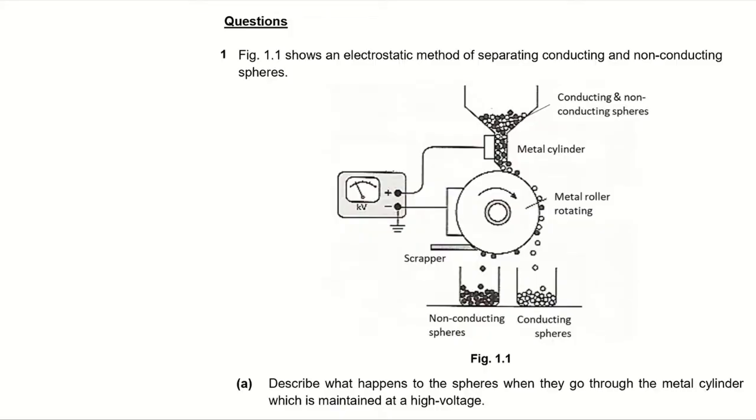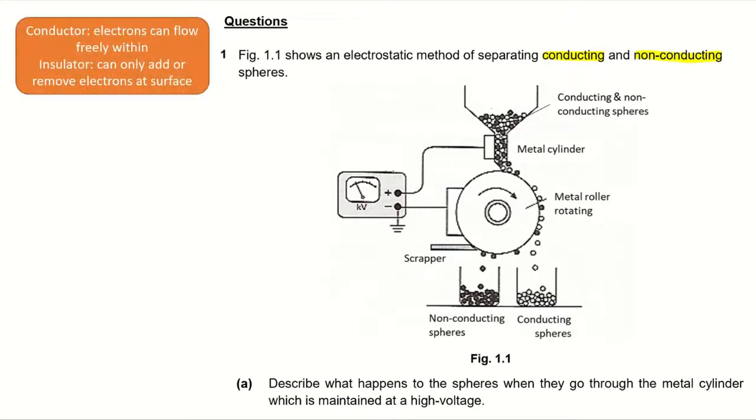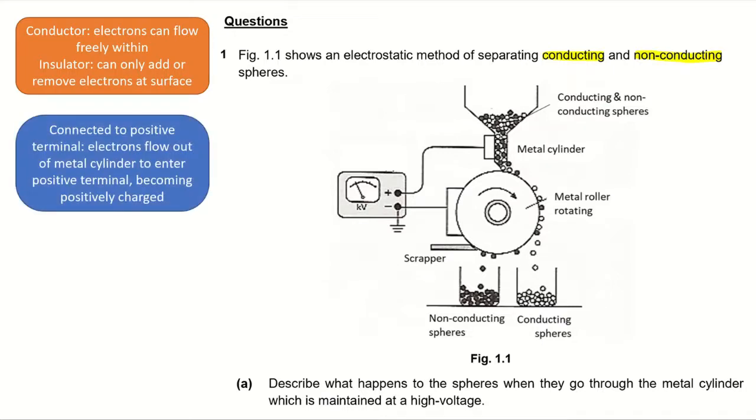Okay, let's look at practice question 1. So it shows the electrostatic method of separating conducting and non-conducting spheres. The difference between them is that in conductors, electrons can flow freely within, whereas for insulators, you can only add or remove electrons at the surface. Then the conducting and non-conducting spheres pass through the metal cylinder, which is connected to the positive terminal.